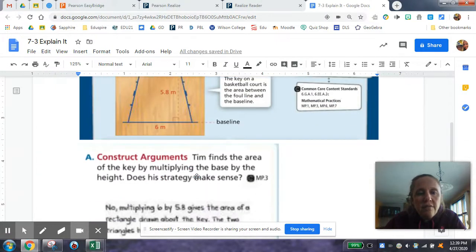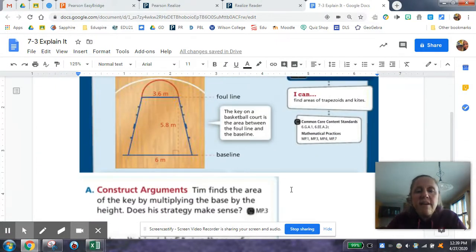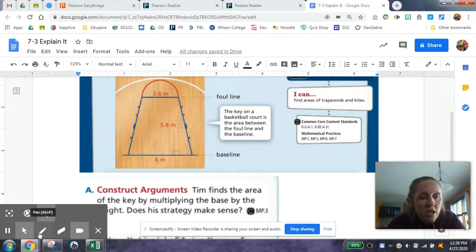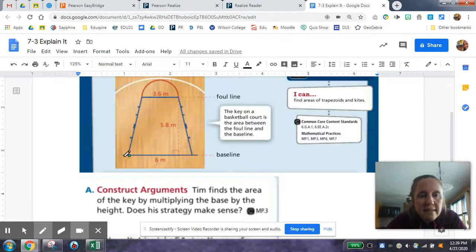If we look at the first question, it says that Tim finds the area of the key by multiplying the base by the height. So that means he's going to take this and multiply it by the height to find the area. Does that make sense? Well, really, what Tim is finding the area of is a rectangle.